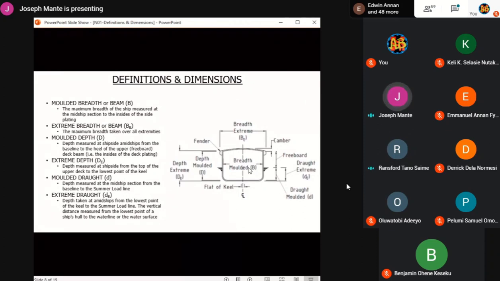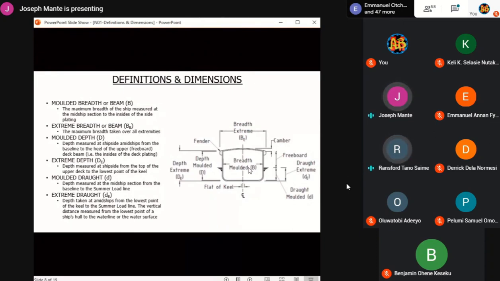So if I ask you what is a breadth molded, you should know how to define it. And if I ask you about extreme breadth or beam, you can say that it is the maximum breadth taken over all extremities. Using overall extremities means that we are taking the breadth extreme with the side plating included. So that becomes the difference between the breadth molded and the breadth extreme.